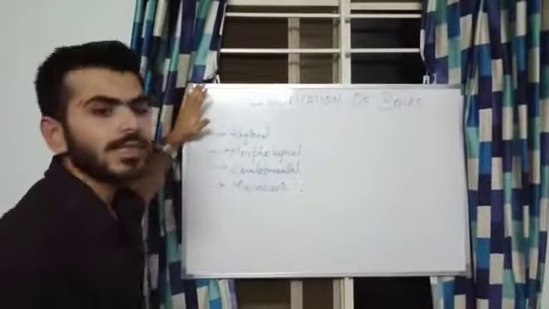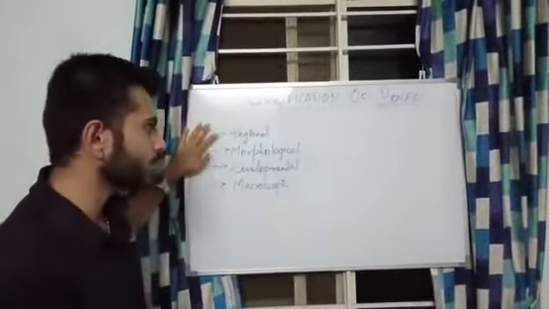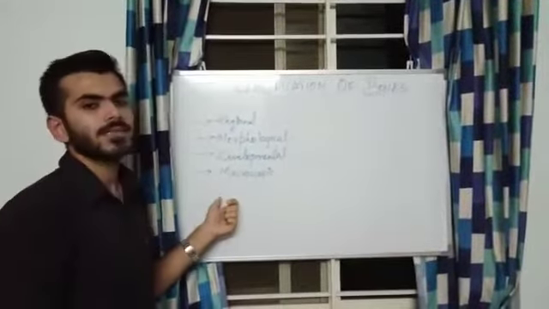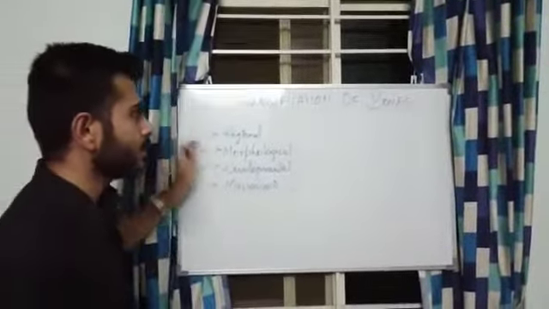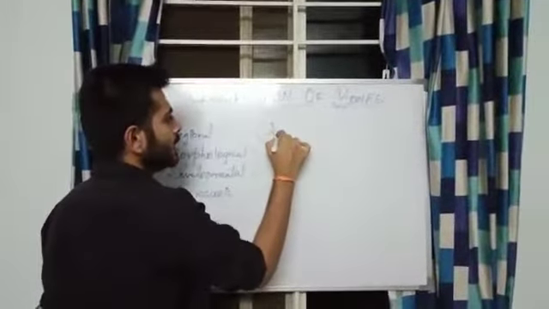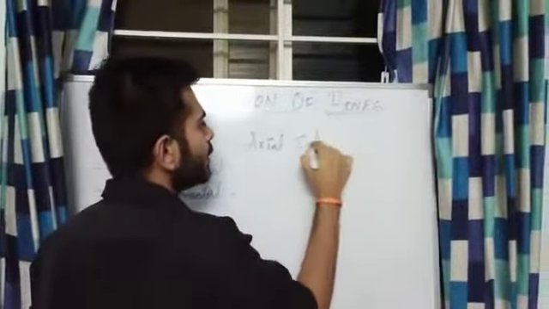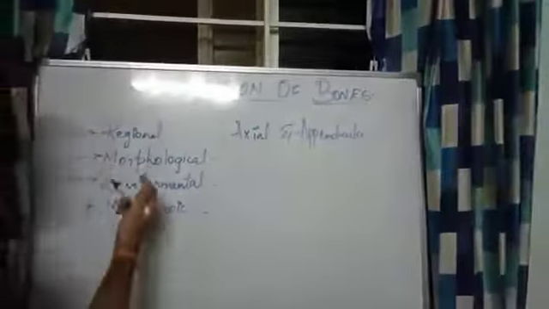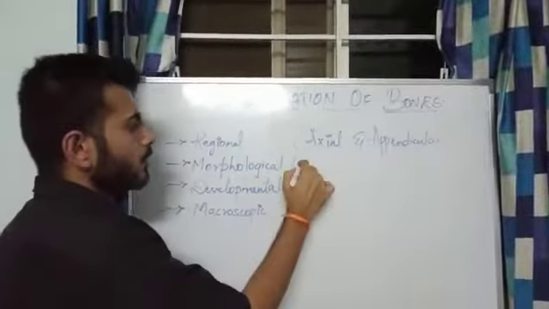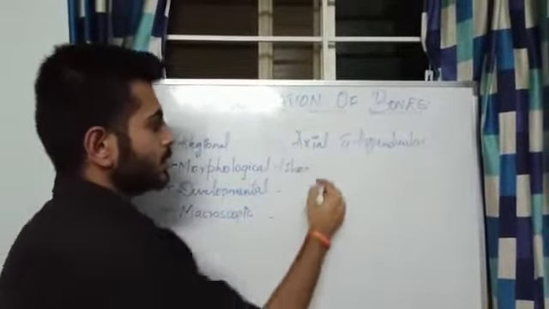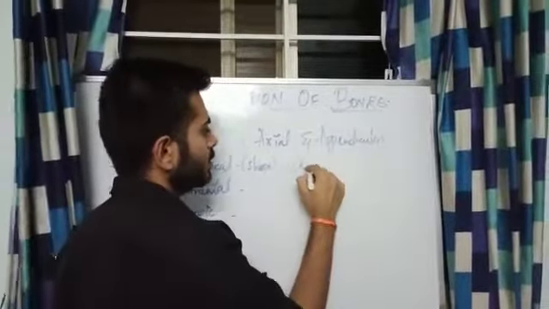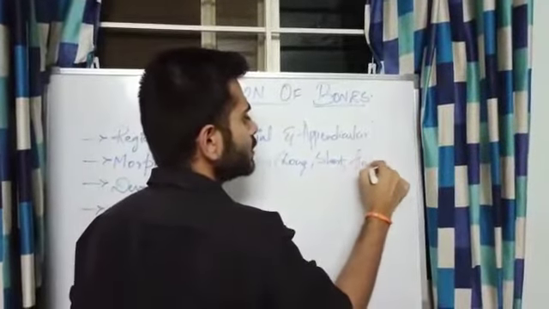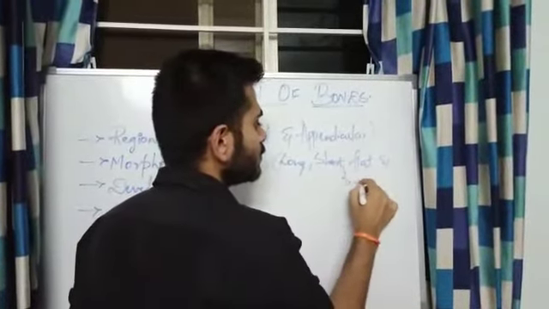The classification of bones. So basically we can classify the bones into four types. We have the regional classification, morphological classification, developmental classification and the macroscopic classification. So coming on to the regional classification, we can divide the bones into an axial classification and the appendicular classification. Coming on to the morphological, here by morphology I mean the shape. So according to the shape we can divide it into long bones, short bones, flat bones and irregular bones.